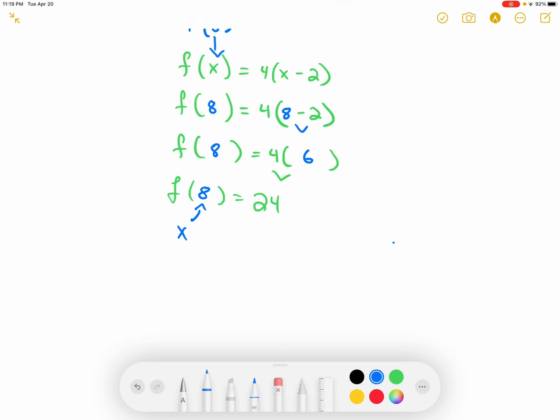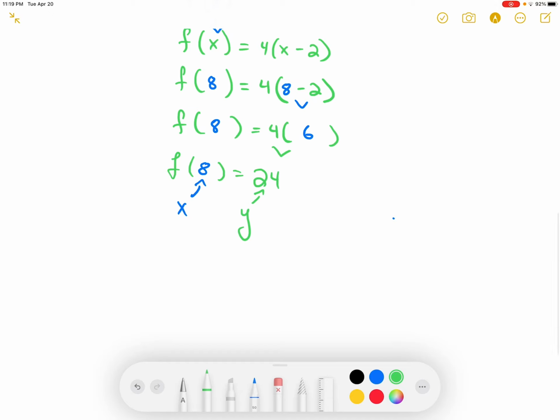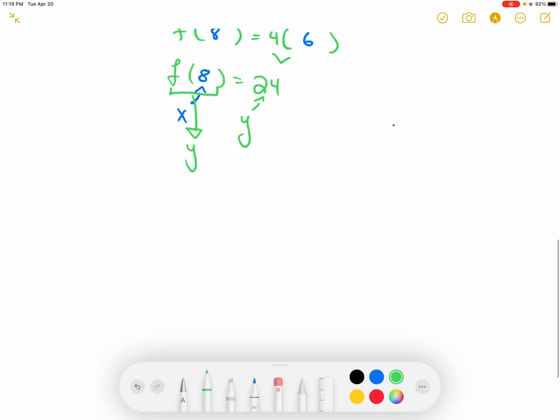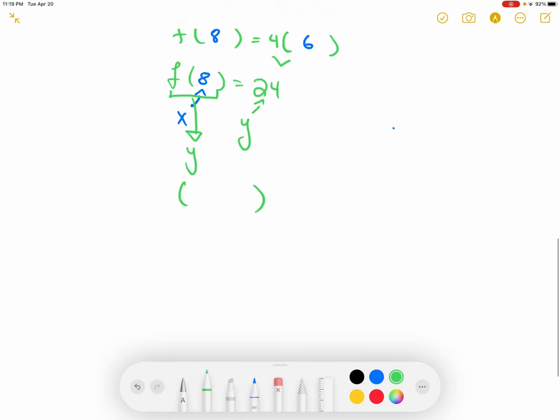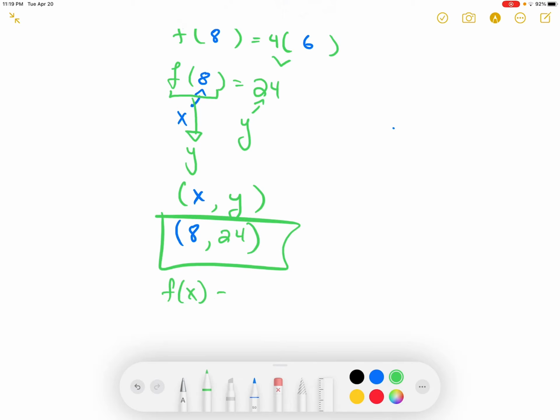This was the x, and this is the answer, so the answer is y, right? Because remember, f of anything is the same thing as y. Anyway, as an answer, we have x comma y as an ordered pair. Our x in this case was 8, and our y, which was our answer, is 24. And that's it. So f of x equals 4 times x minus 2 is 8 comma 24 when x is equal to 8.